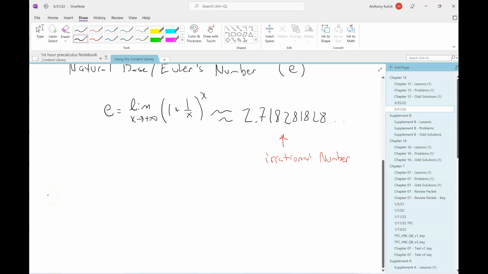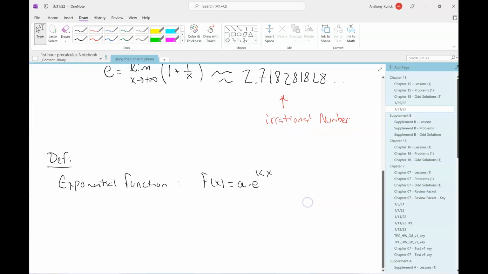So with this new number e, we can redefine our exponential function. We can now say that it's a times e to the kx, again, where a is not equal to 0, and k is non-zero.